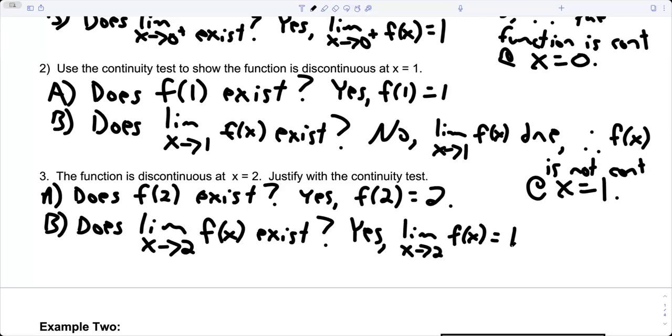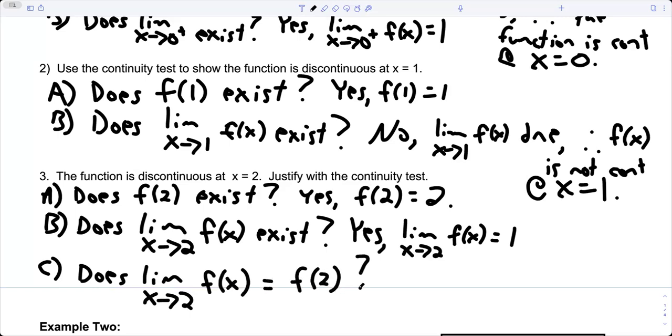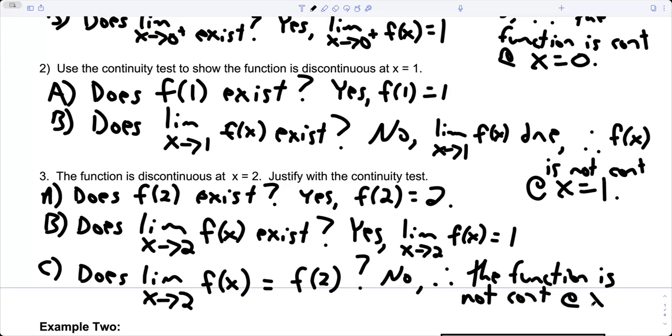However, this point fails part 3 of the continuity test, correct? Because part C would say, does the limit as x approaches 2 of f of x equal f of 2? And the answer to that is no. No, therefore, the function is not continuous at x is equal to 2.